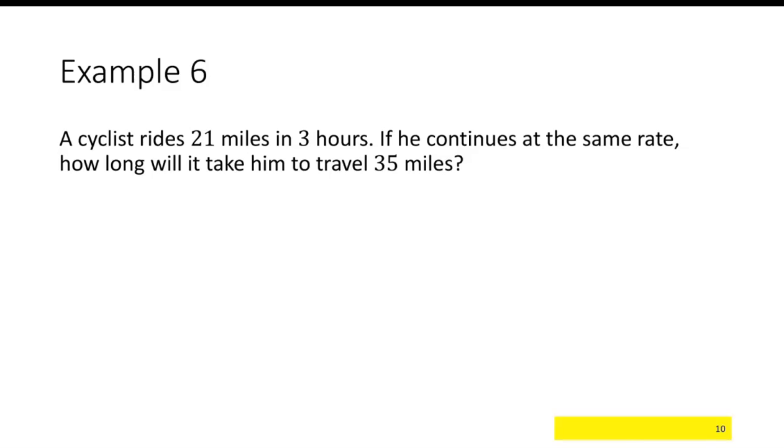And one other one. A cyclist rides 21 miles in 3 hours. If it continues at the same rate, how long will it take him to travel 35 miles? So let's try to turn this into a proportion. 21 miles in 3 hours, we could write it like 21 miles over 3 hours. If we want to turn it into proportion, then we need the other fraction to also be miles and hours.